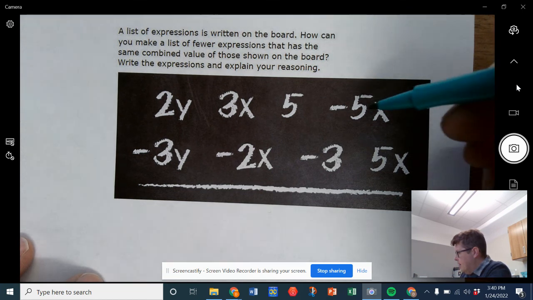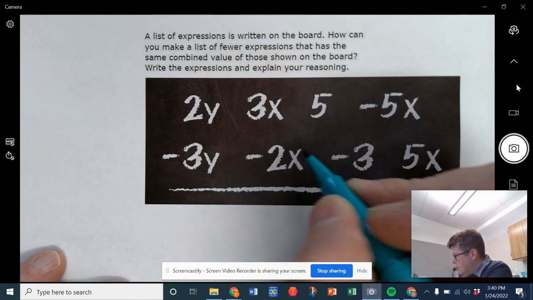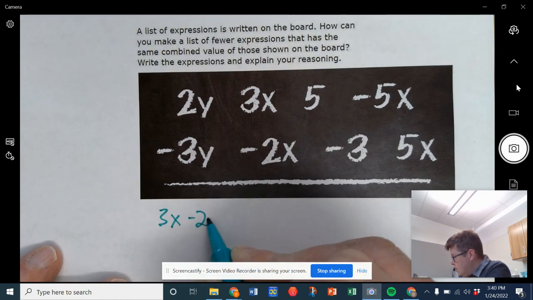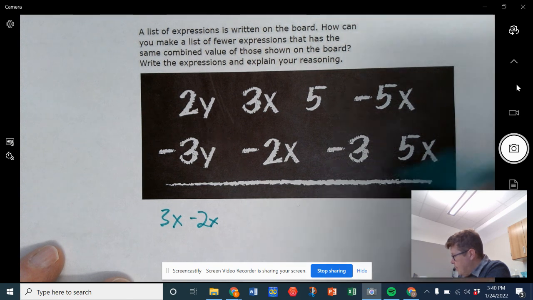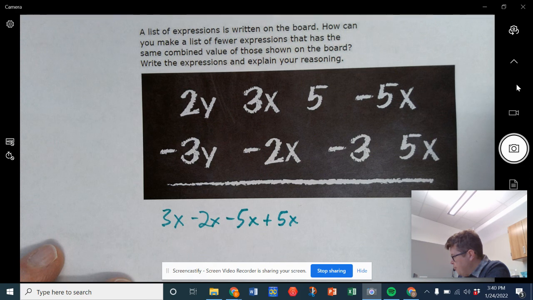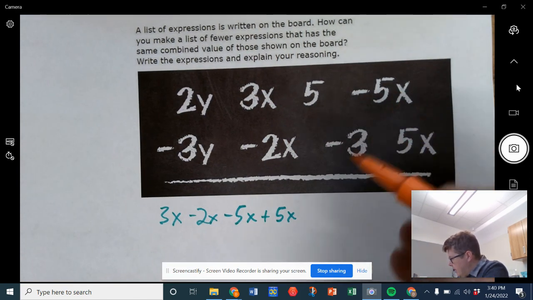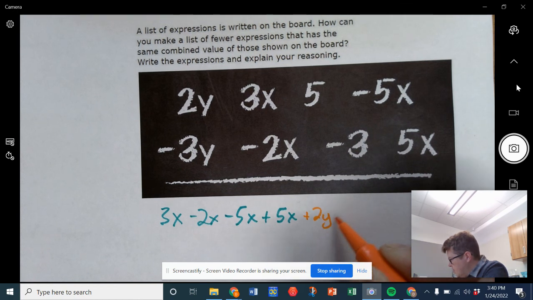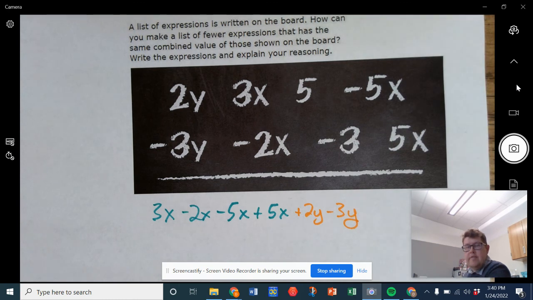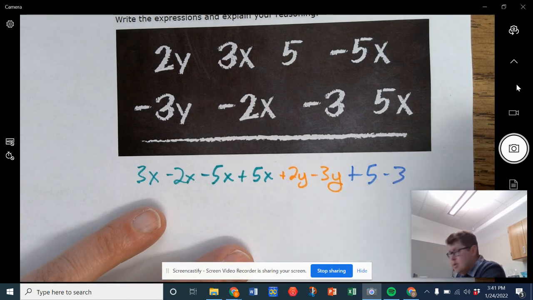The idea is you want to combine your variables together. So I've got my x's right here. I'm going to say 3x minus 2x, negative 5x, plus 5x. And then I'll do my next one. What is it? 1, 2, 3, 4. Yep. And then I have y, so plus 2y minus 3y. And then for the constants, which is just the regular numbers, I say plus 5 minus 3.